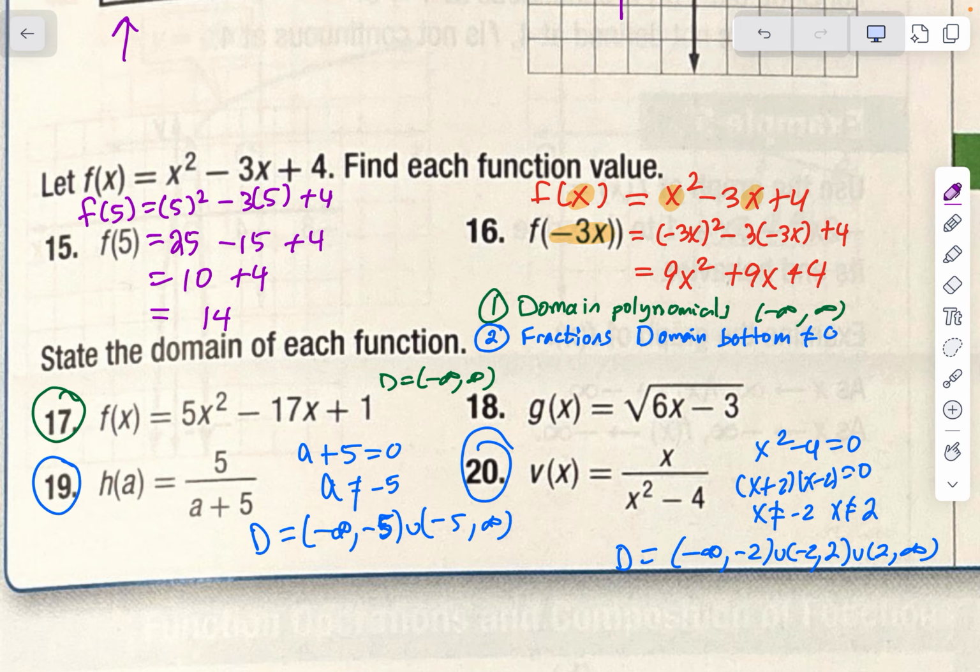The last type of domain that you have to worry about is square roots.